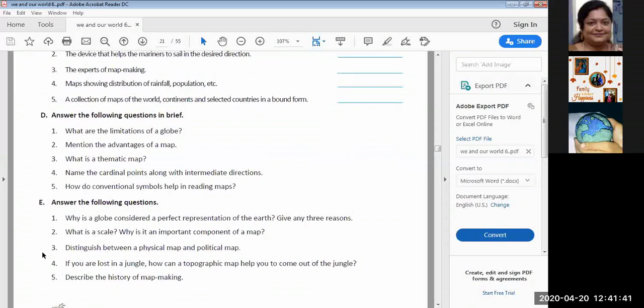Now, coming to the next, distinguish between a physical map and a political map. A physical map shows all the relief features like plateau, desert, plains, coastal areas, mountains, etc. A political map shows the different states or the different cities or towns or villages of a particular state. So that is a political map which shows the boundaries. A physical map doesn't show the boundary. It shows where the relief features of the country are located.